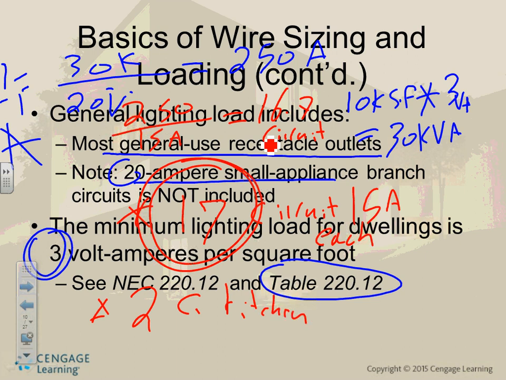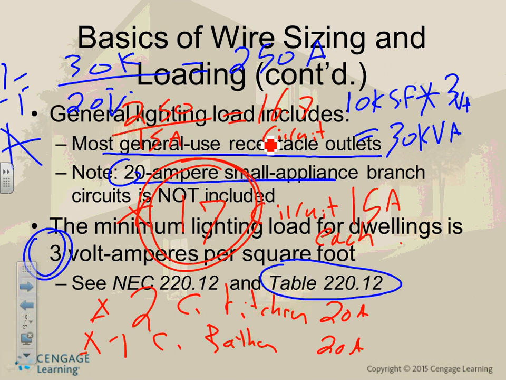So now we are up to what? 19. We need one circuit for the bathroom. Now these have to be 20 amp though. These must be 20 amp. Now we are up to what? 17, we're up to 20.